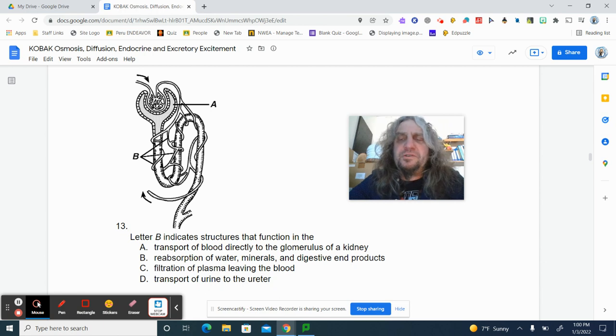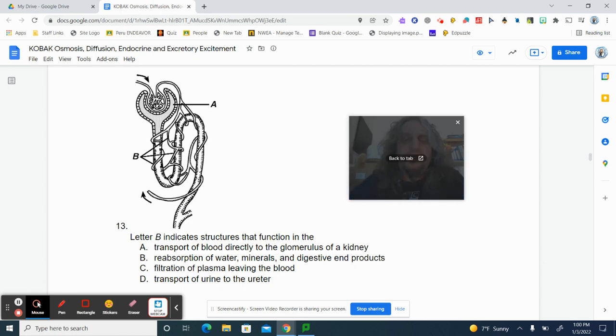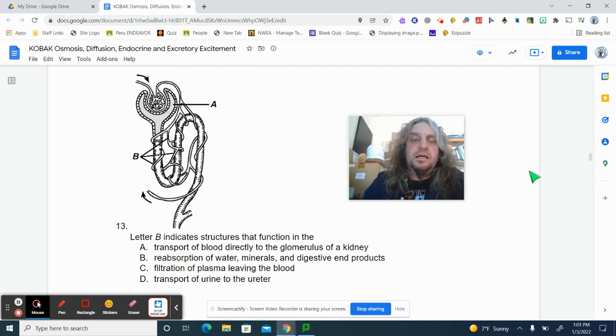Letter B, question 13. What letter B indicates structures that function in the A, the transport of blood directly to the glomerulus of a kidney? B, reabsorption of water, minerals, and digestive end products? C, filtration of plasma leaving the blood. D, transport of urine to the ureter.